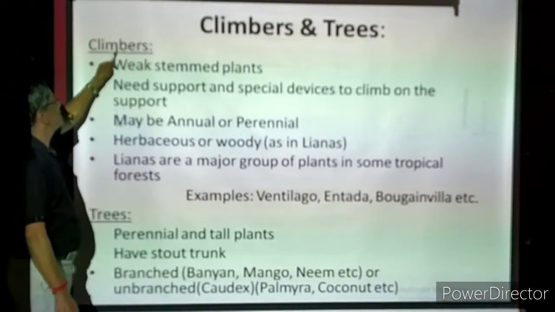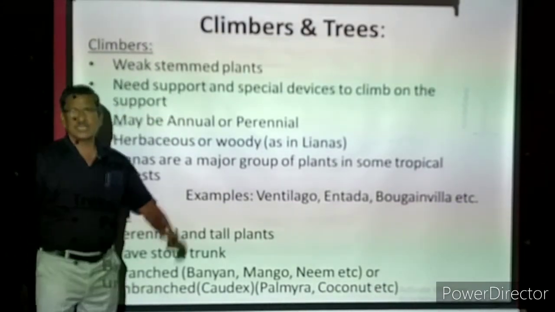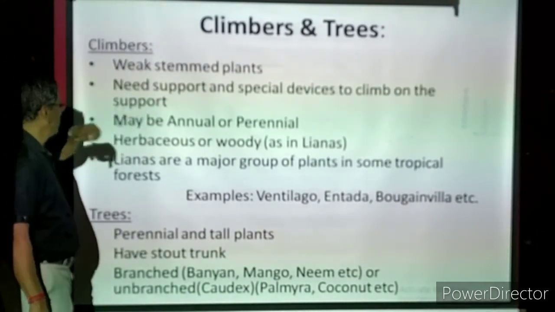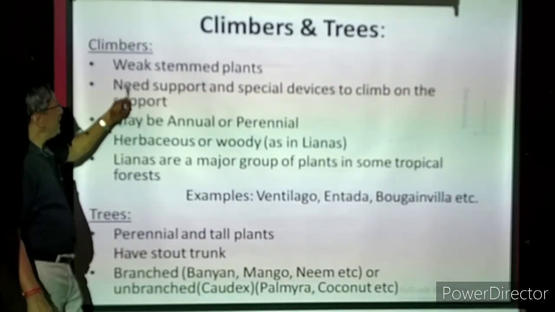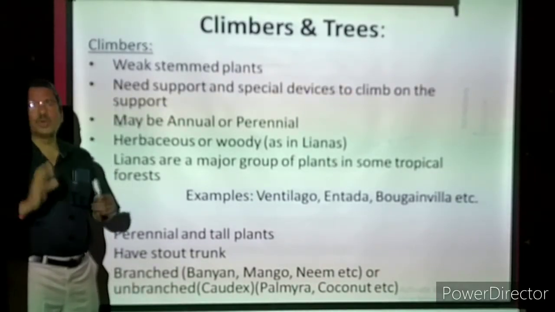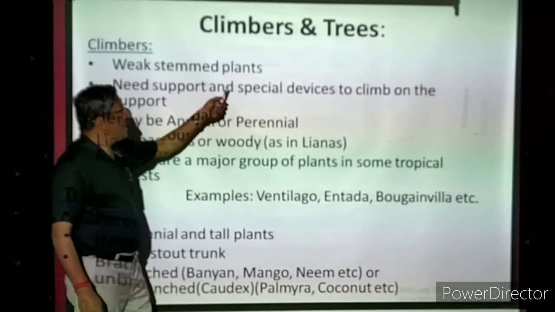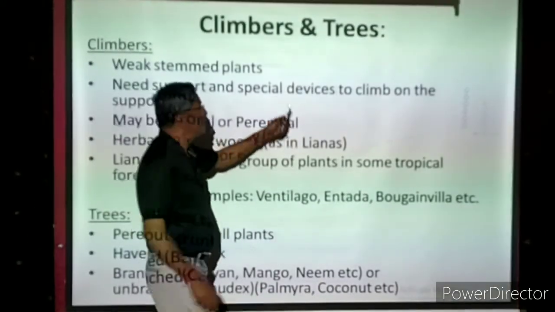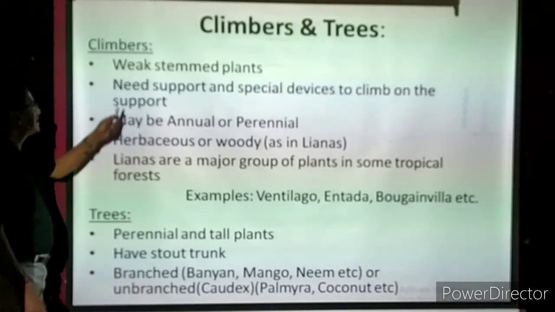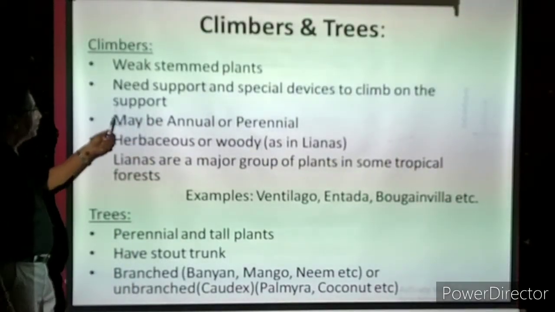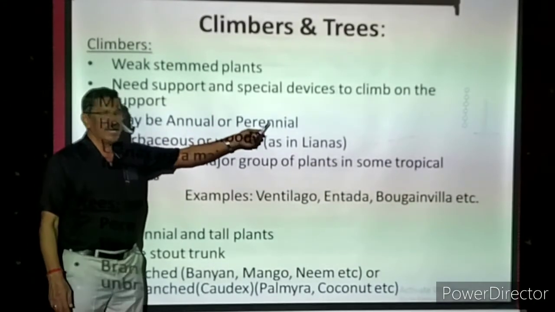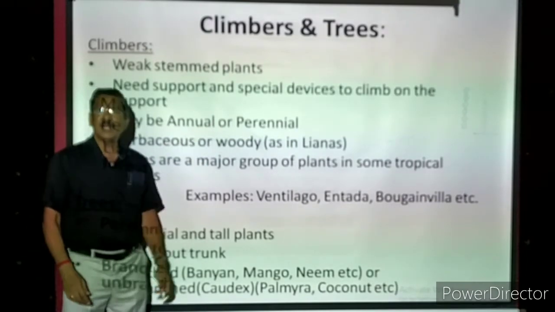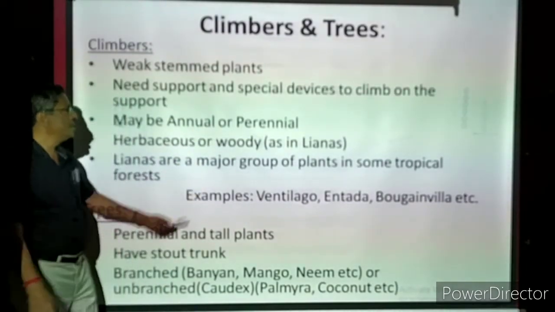So what characters do the climbers have? Weak stemmed plants. The stem is very weak. The stem on its own cannot stand vertically erect. They need support. If they want to grow upward, they need support. And they have special devices for holding the support, to climb on it. That is the second characteristic feature. The third one may be annual or perennial. I already told you, annual means these plants live for one season, or perennial, maybe 2, 3, 4, 5 years, many years they can grow.